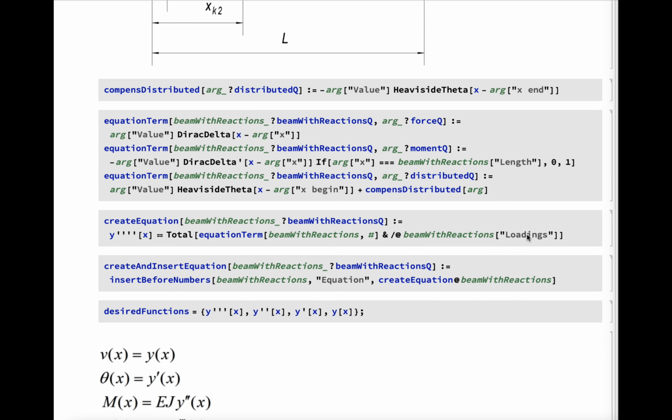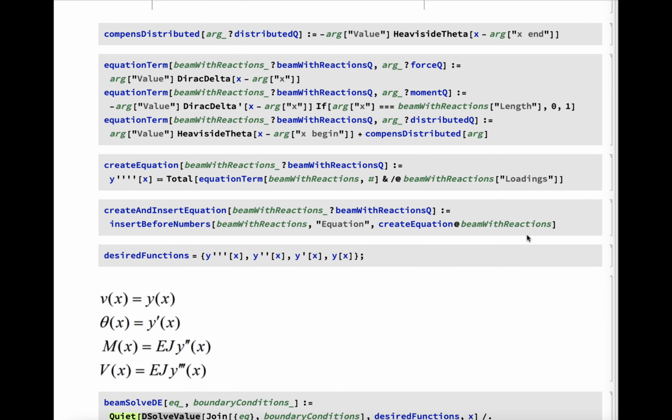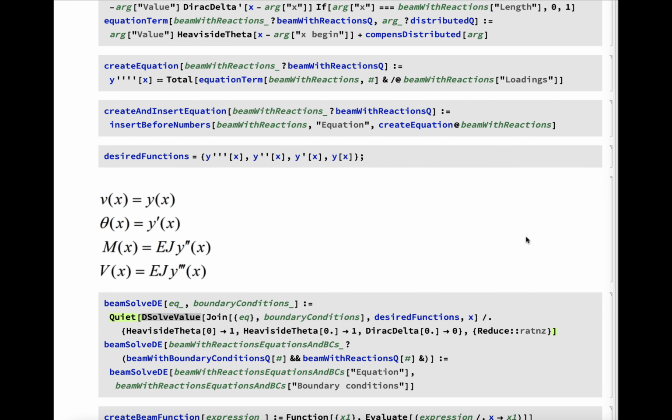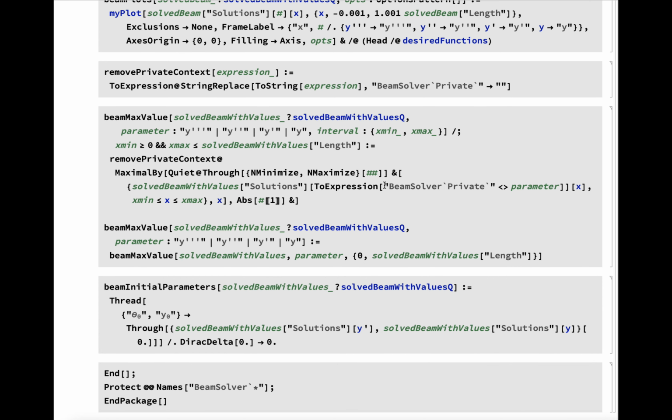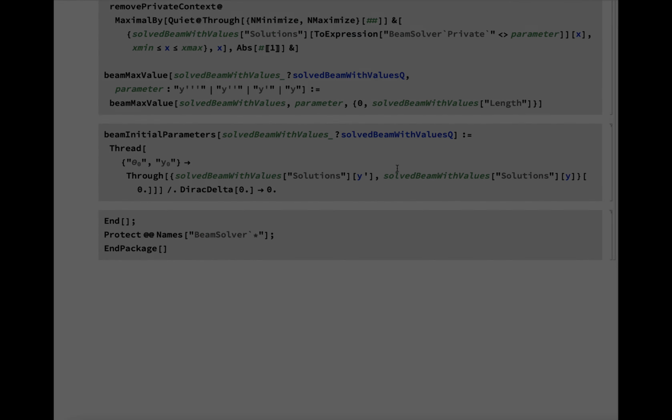Solving this differential equation with the DSolveValue function, we get the function y of x, which describes the deflection we need. Its first derivative gives the slope angles, the second derivative multiplied by the bending stiffness gives the moment, and finally the third derivative is the shear force. The final section doesn't contain anything really complicated, just some code for plotting diagrams and finding the extrema.